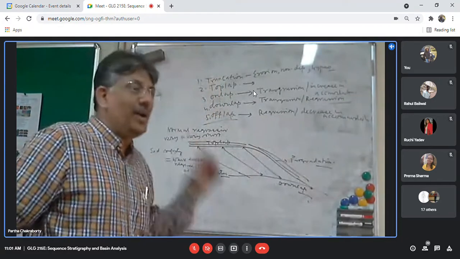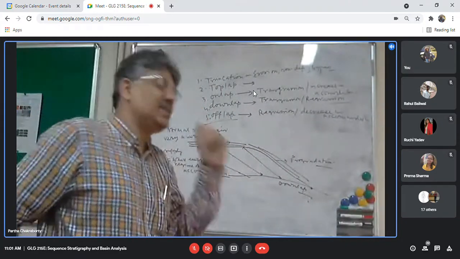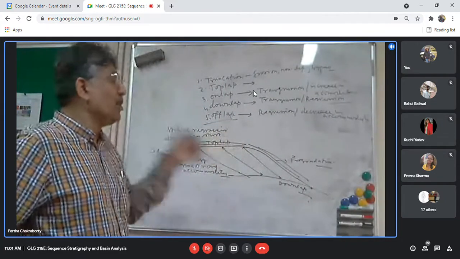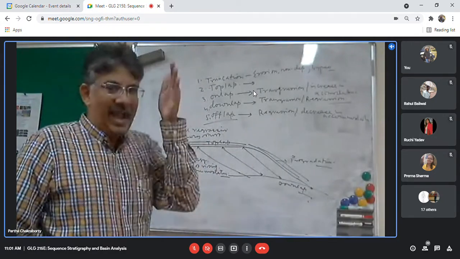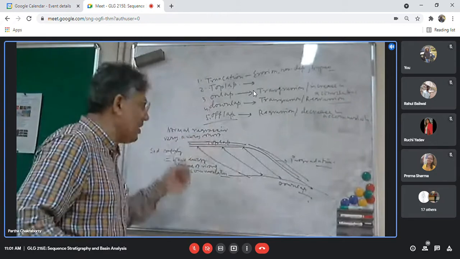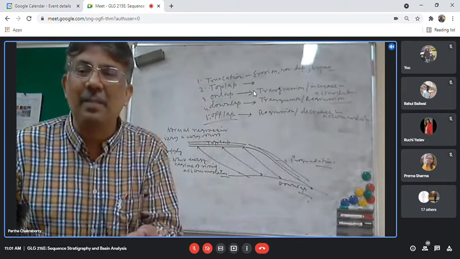There will always be a variation. Either the wave energy will increase or the sediment supply will increase. But both will balance one another. That is a very, very delicate condition, and that delicate condition can only happen for a short period of time. And at that time, the top lap can generate.